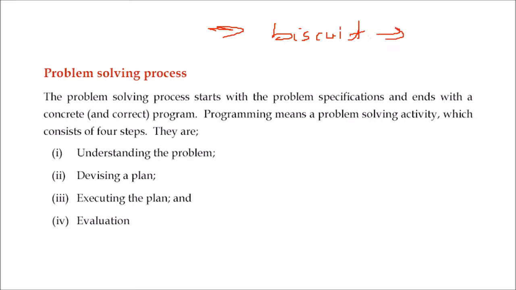You went to the market, you bought the biscuit. But you didn't ask your father what kind of biscuit he wants. You want a salty biscuit, you want a sweet biscuit, you want a pista biscuit. What do you want exactly? So you have not understood the problem. The basic thing is to understand the problem, and if you understood it well, only then are you able to devise a plan. Then you can execute the plan.